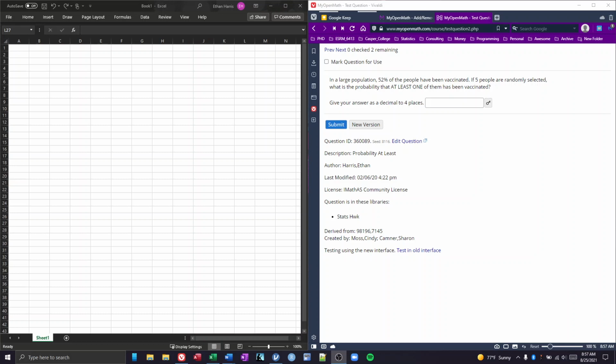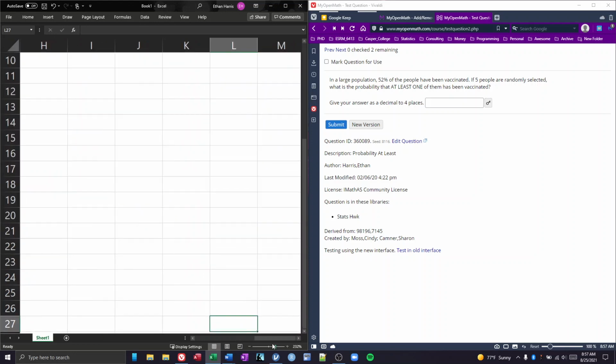So we have in a large population 52% of the people have been vaccinated. If 5 people are randomly selected, what is the probability that at least one of them has been vaccinated? Okay, so let's break this down a little bit. We have a whole bunch of different little parts, and what we're really going to focus on is trying to get it down into its component parts so that the calculations just kind of fall out. So let's see what is given.